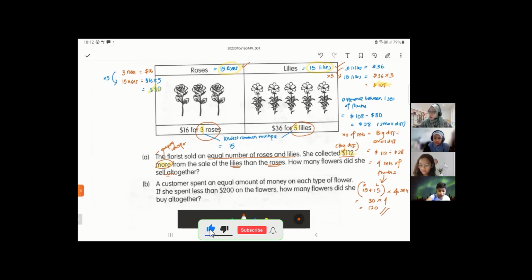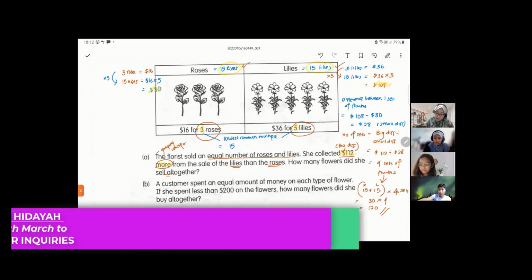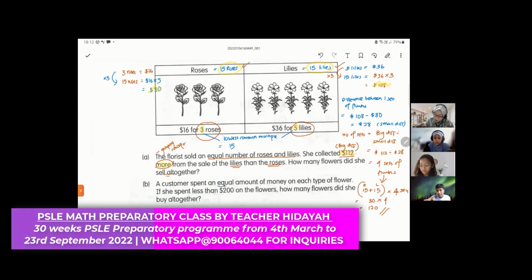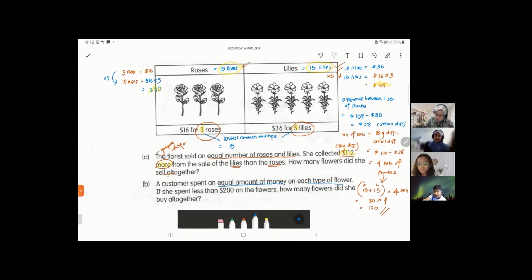All right. So part B now. I do part B on the left hand side. If a customer spent an equal amount of money on each type of flower, and she spent less than $200 on the flowers, how many flowers did she buy altogether? So she spent less than $200. I want to know how many.